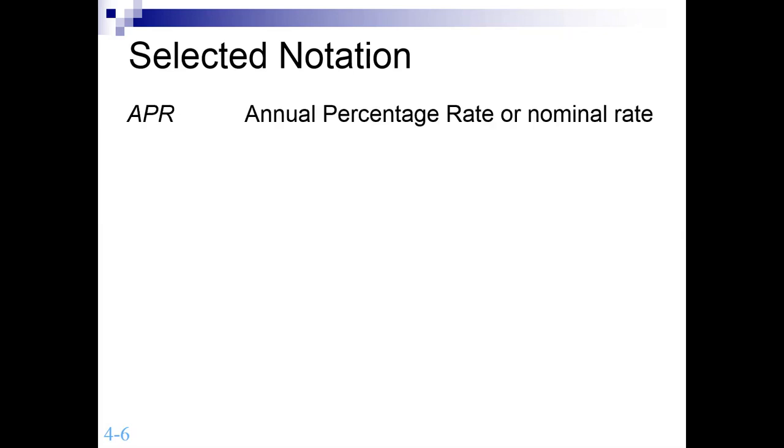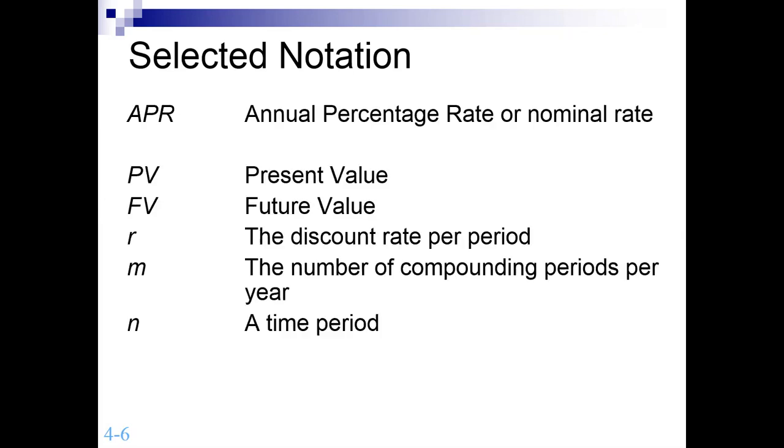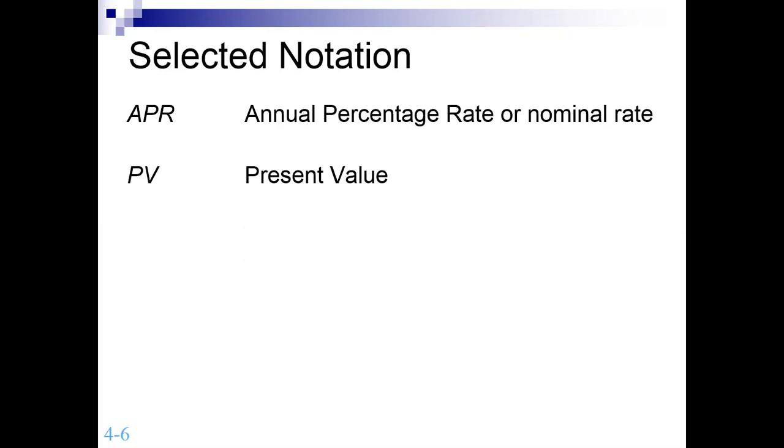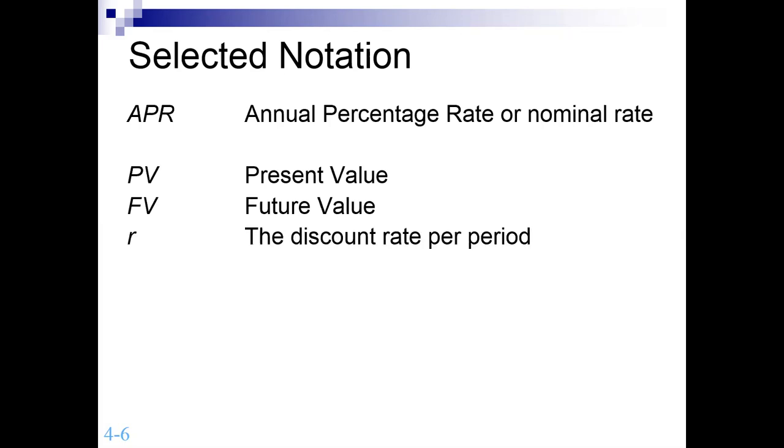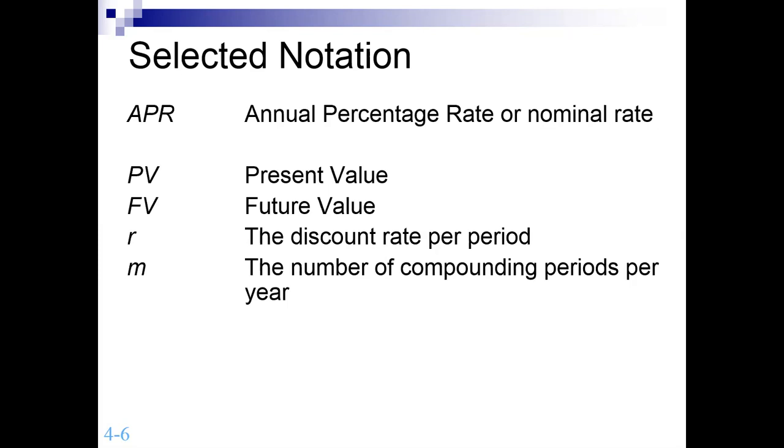So these are the normal symbols that we use in our chapter. APR stands for annual percentage rate. This we are using for the present value. This we are using for the future value. And this is for discount rate. M will be used for number of compounding periods per year. Later, I will describe this one. Right now, I'm just showing you the symbols that we generally use in this chapter. N stands for time period. And generally, when we are using N, it means that we are working on number of years.